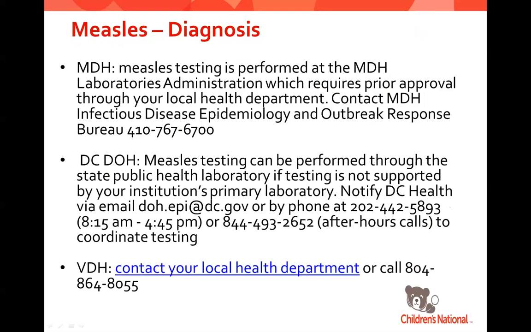So for the Maryland Department of Health, measles testing is performed there, and they require prior approval for that testing. That's why you need to contact them first. And there's the phone number for contacting them for more information about testing. And then for the DC Department of Health, they want to perform the testing at the State Public Health Laboratory if testing isn't supported by the institution's primary laboratory. And there are both phone numbers for during the day and after hours, as well as an email address to get in contact with the DC Department of Health.